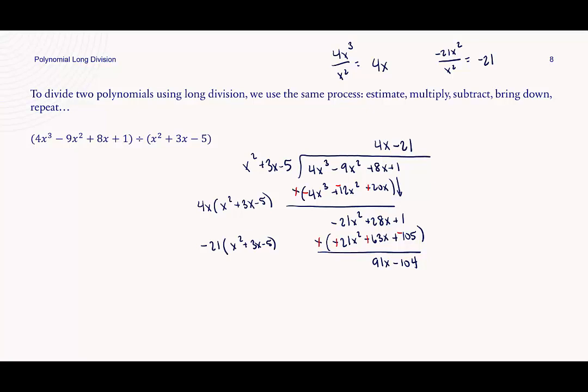So we're going to write our quotient and remainder as 4x minus 21. There's the quotient. Plus, we take the remainder, 91x minus 104, and we divide it by the divisor, x squared plus 3x minus 5. And then we put a box around it because we answered the question.